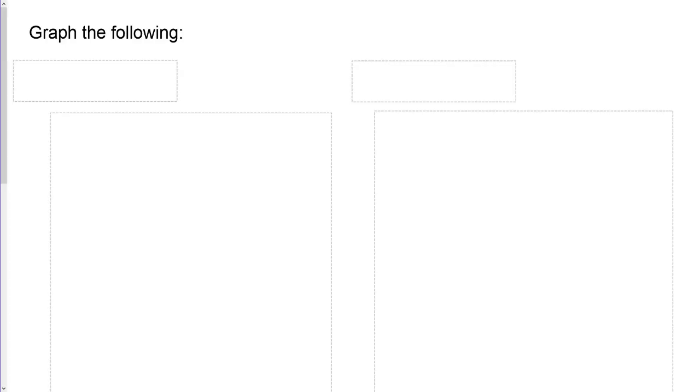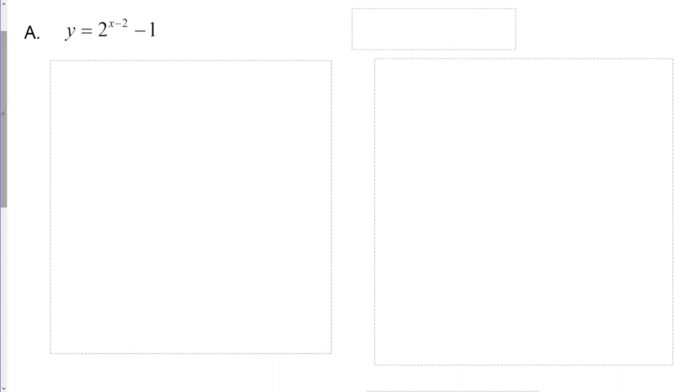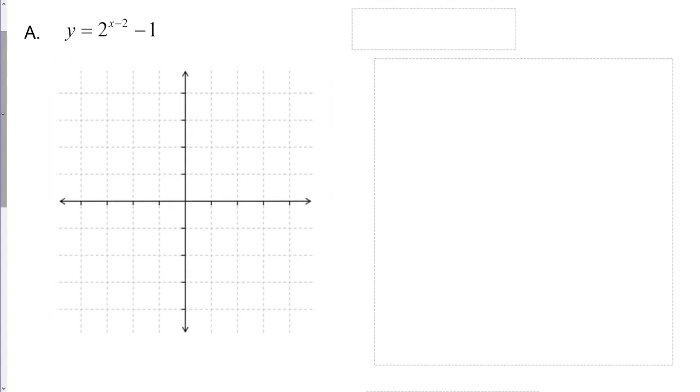Okay, let's graph the following. A, y equals 2 to the x minus 2, minus 1. All right, now, the x minus 2 is in the exponent. That's going to make this a horizontal shift. Remember, horizontal shifts go in the opposite direction of the sign that appears there. So this is a negative value, which means I'm going to go in the positive direction. So I'm going to go to the right 2 units. The negative 1 out here is a vertical shift, and it's going to shift everything down 1 unit.